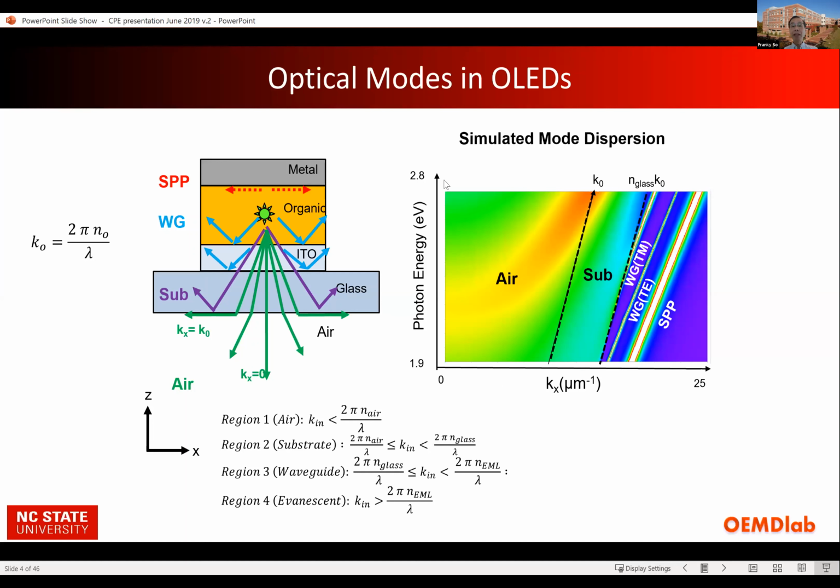On the right, you see the mode dispersion curve. We're plotting the photon energy as a function of the in-plane wave vector. You can see this is the air mode. You have the substrate mode, and then the rest of these, the TM, TE, and SPP modes.